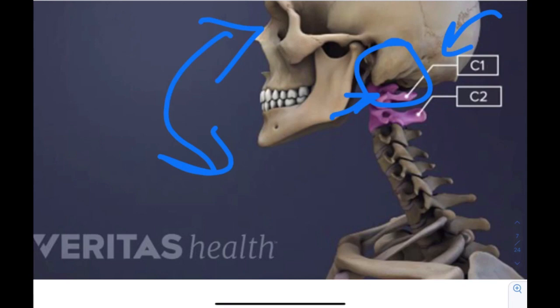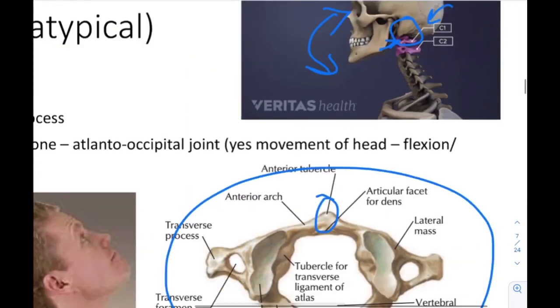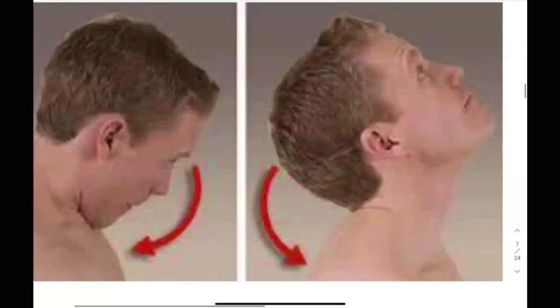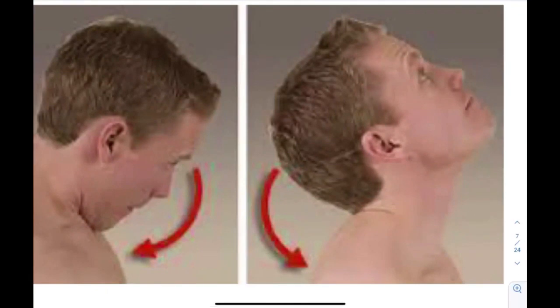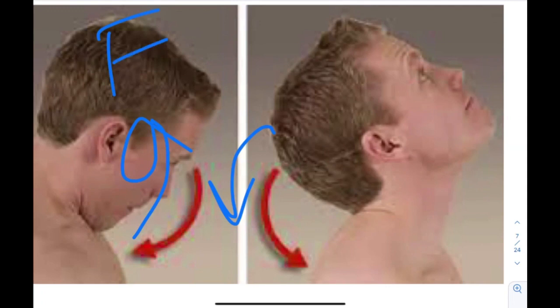So it causes this action. So right here, the atlanto-occipital joint allows you to extend your neck, and it allows you to flex your neck. So this is flexion, and this is extension.